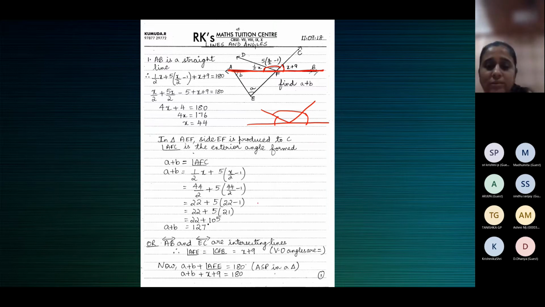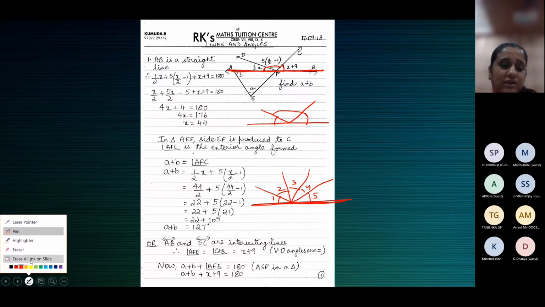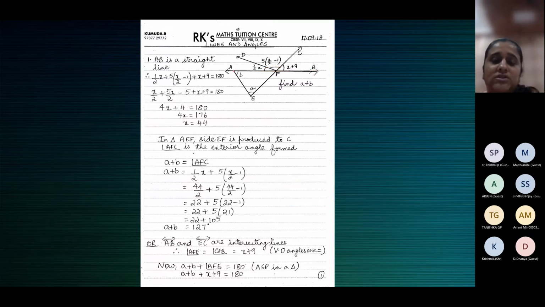On a straight line, you can have more than 2 angles. If you have so many rays, say five angles, angle 1 plus angle 2 plus angle 3 plus angle 4 plus angle 5 is 180. Why? Because all the 5 angles lie on the same straight line. The sum of all the angles on a straight line is equal to 180. That is the theory behind it.